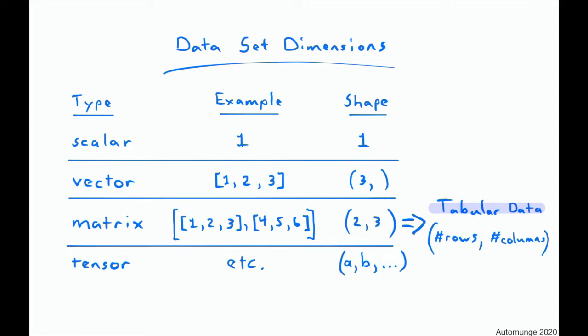But let's not get distracted by higher order tensors, because it turns out that the matrix style of data, also known as tabular data or structured data, is a very common grouping. And in fact, one way to think about Automunge is that it is a tool explicitly intended as a means for preparing tabular data for machine learning.